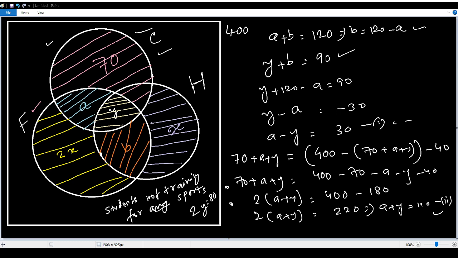Now see, 400 is the total number of people, right? 400 was the total number of people. How many people are not playing anything? 80. How can I get n of c union f union h? Can anybody tell me? Sir, just subtract that 80 from 400. Yes. So 320. 400 minus 80, that is 320. Tell me if you have understood this. Yes, 320.